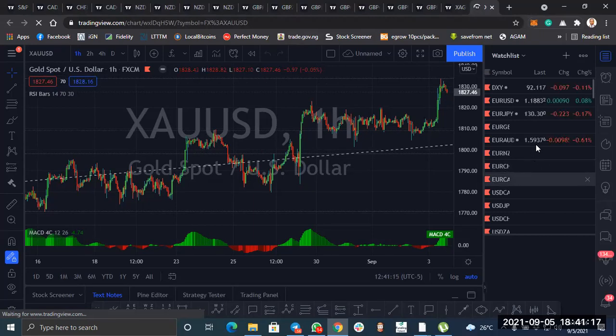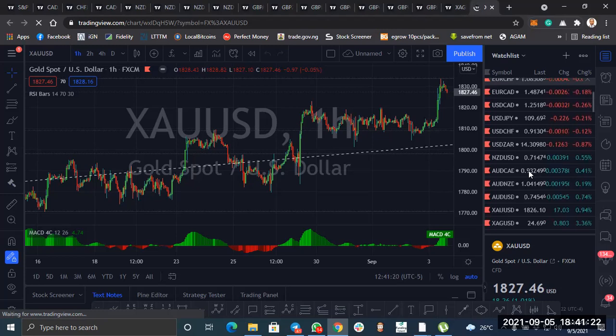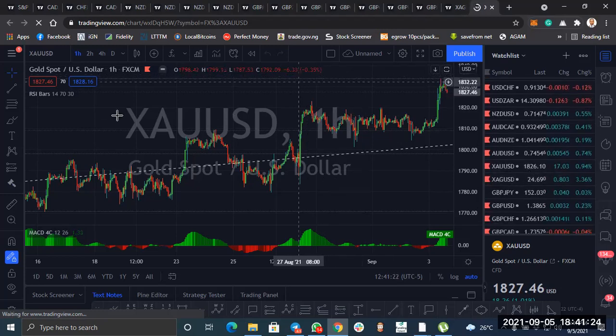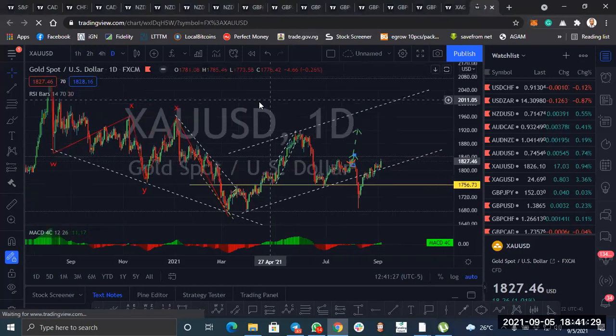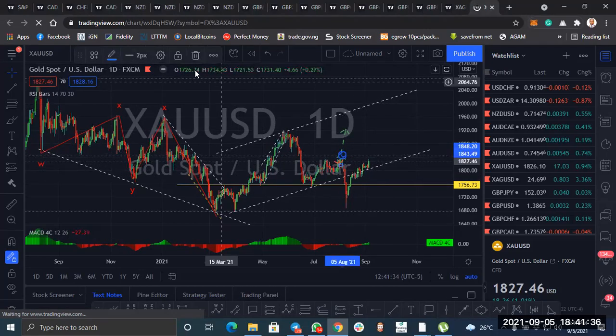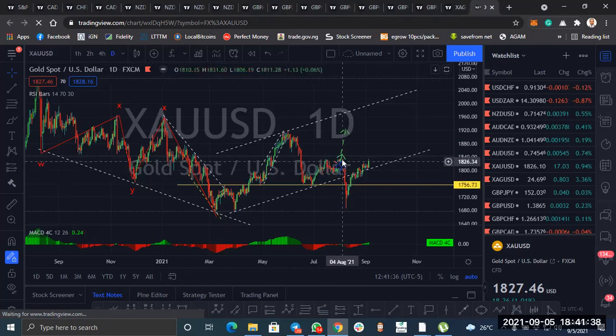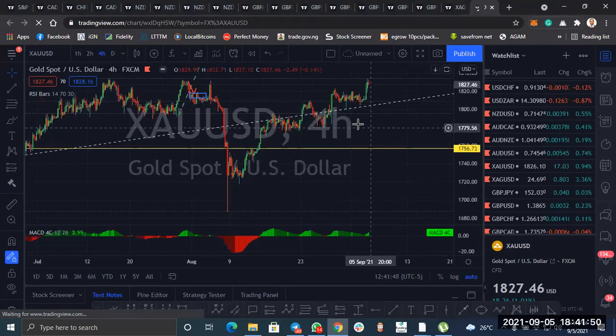Okay. The next is gold. Remember last week I told you something about gold and silver, and they're going the way I forecast they will go. So I think we need to go to 4 hours to see gold in a clearer form. But now you see this move.